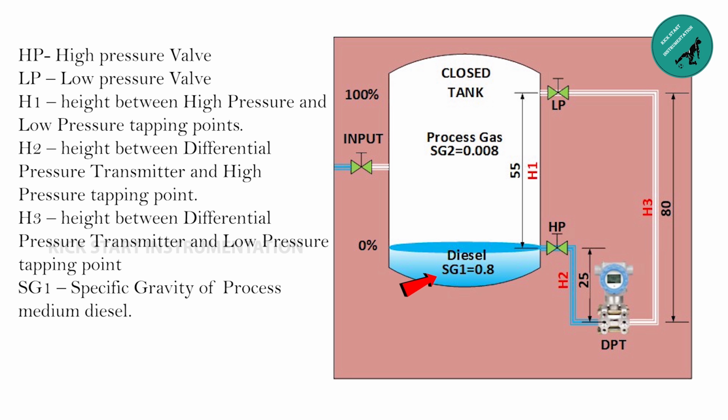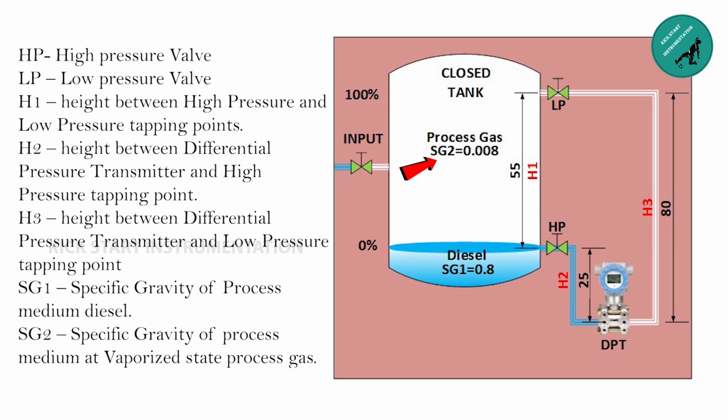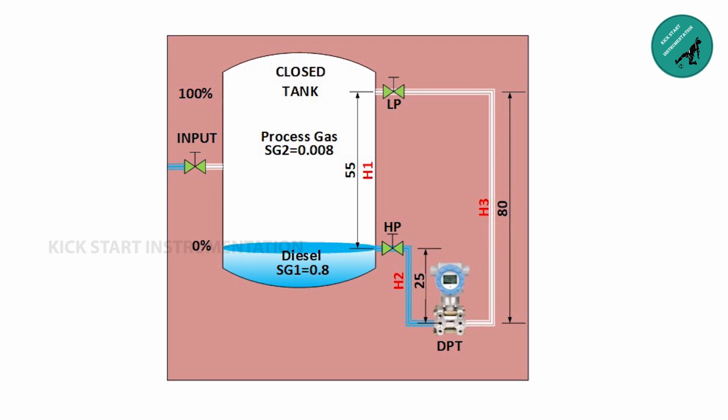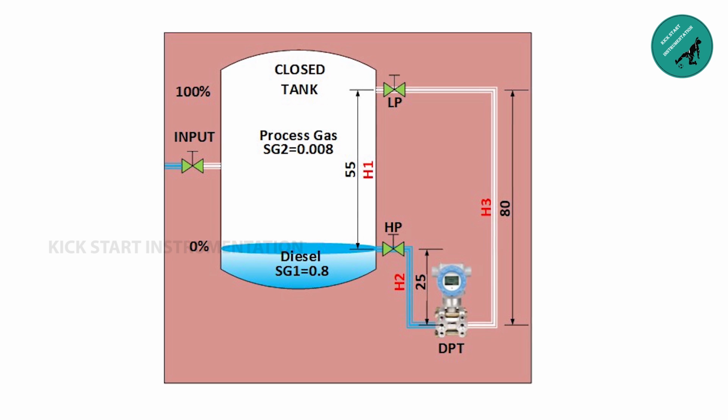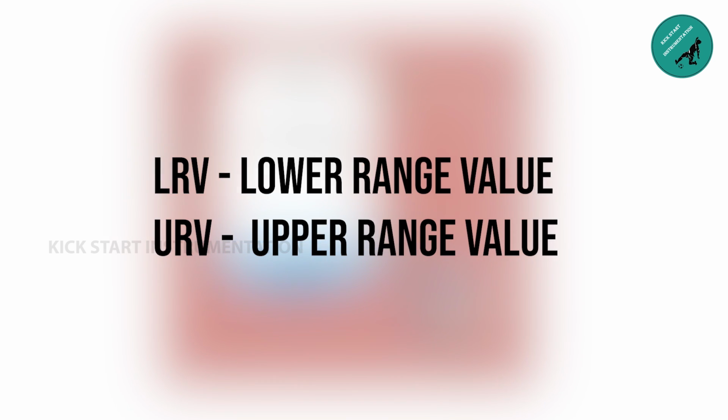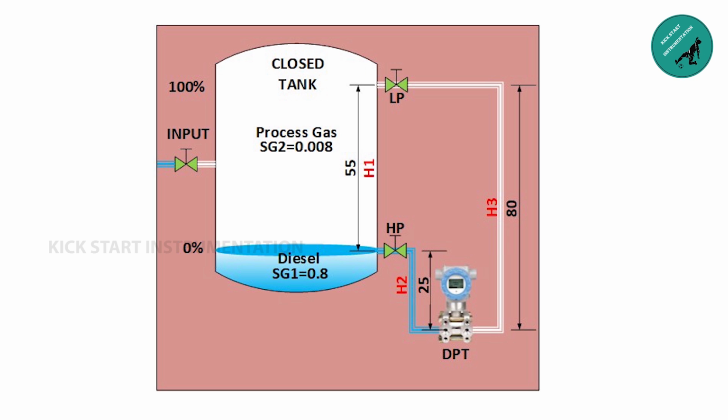SG1, specific gravity of process medium, that is diesel. SG2, specific gravity of process medium at vaporized state, that is process gas. We have to measure LRV and URV, which is lower range value and upper range value. LRV is calculated assuming there is no diesel between high pressure tapping point and low pressure tapping point. URV is calculated assuming there is diesel between high pressure tapping point and low pressure tapping point.